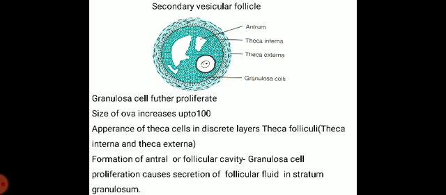The appearance of theca cells in a discrete layer is known as the theca folliculi or follicular sheath. It is formed outside the basal lamina from spindle shaped cells from the stroma of the cortex in the ovary. The theca folliculi consists of an inner rim of secretory cells known as the theca interna and an outer rim of thickly packed fibrous cells known as the theca externa.